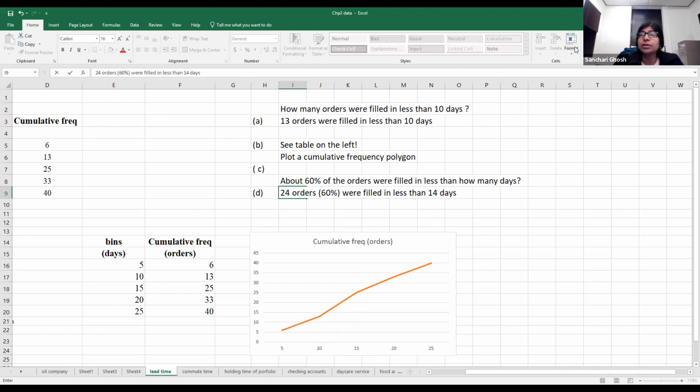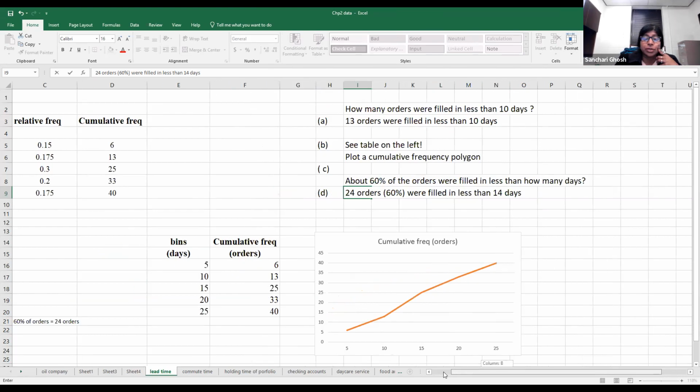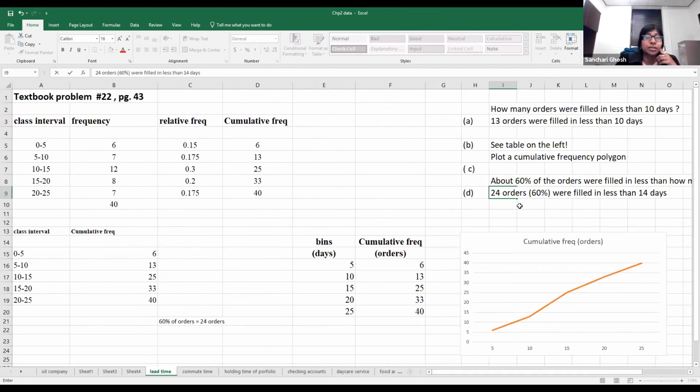So that's another problem that you can do with frequency distributions, answering these questions.